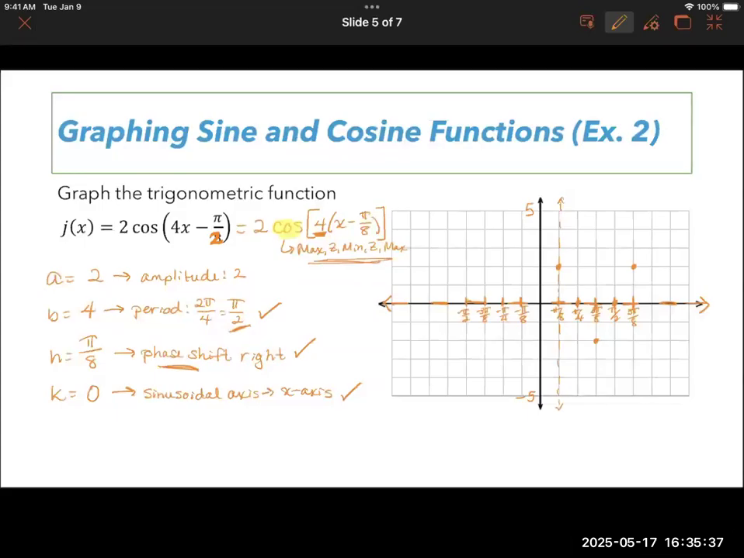Continue the pattern to the left. The y-axis now is just one of my tick marks, so I'll be at a 0 there. Negative pi over 8, I'm down to a min, back up to a 0, and then back up to a max. So I don't actually get all the way to the negative pi over 2 because of the shift. And now I draw in a smooth curve to connect my points. And my graph looks something like that.